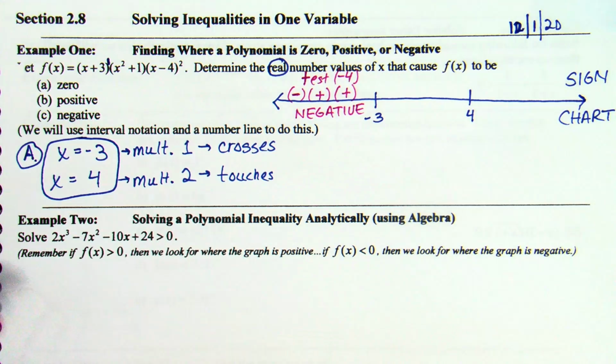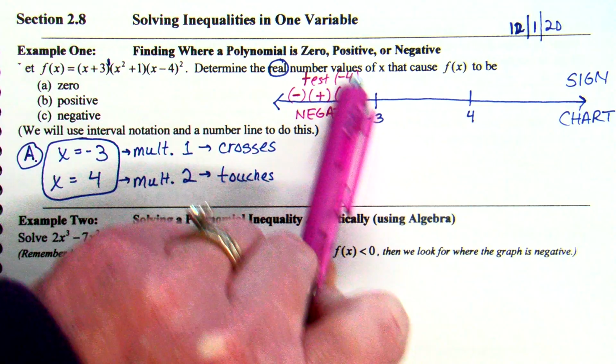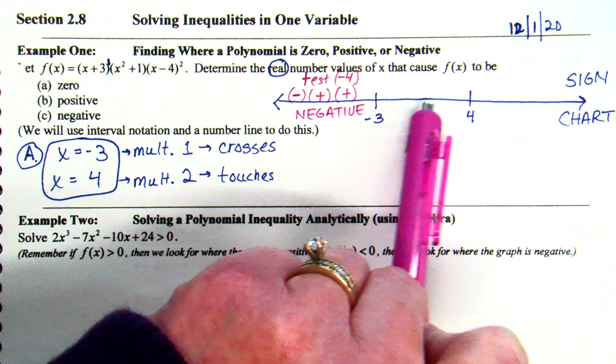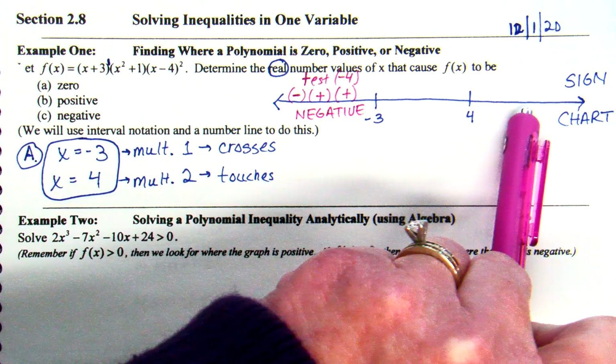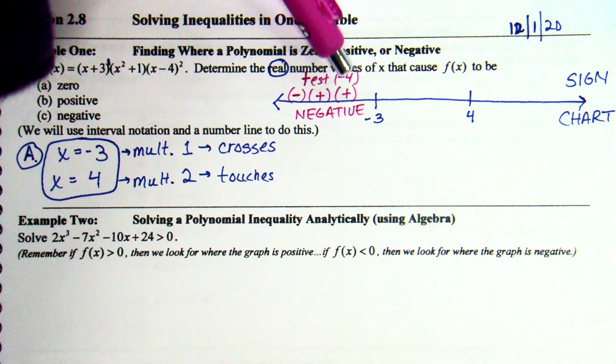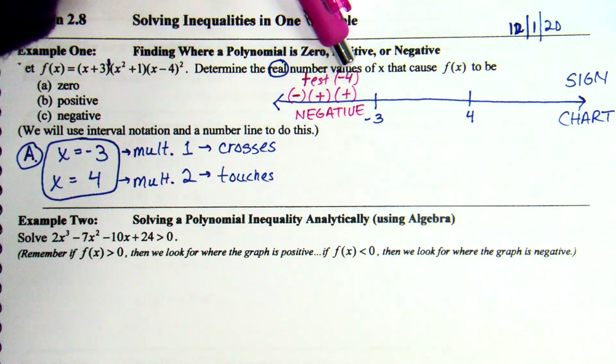Now, we had taken these zeros of negative 3 and 4, and we put them on a number line, right? And what we were trying to do when we left yesterday is figure out each section. So in this section, is it going to be negative or positive? In this section? And in this section? To the left of negative 3, I said pick a test value. I wrote down that we used negative 4. You could have used negative 5, negative 6, whatever.